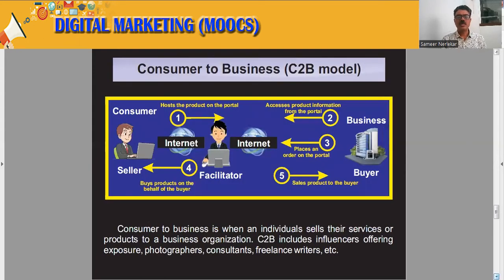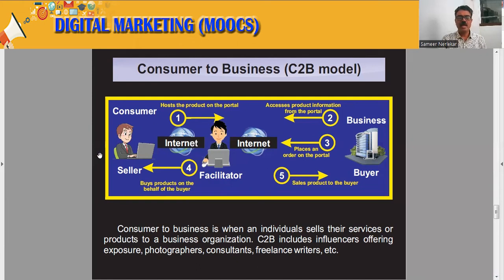Now, let's come towards another business model, that is consumer to business, C2B. So consumer to business is when an individual sells their services or products to the business organization. C2B includes influencers offering exposure, photographers, consultants, freelance writers, etc. So let us try to understand this particular model with the help of the figure.